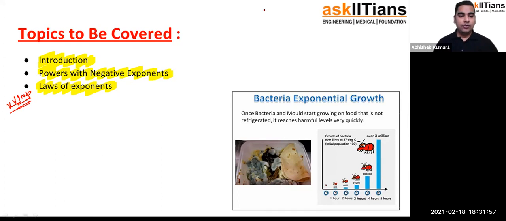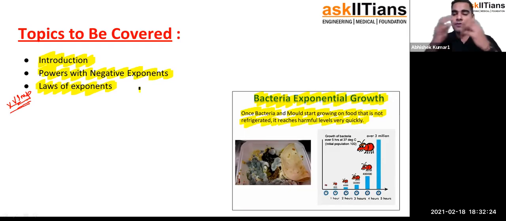For example, I hope you all can see this figure on the right hand side, bottom right. Okay. So we are given bacteria exponential growth. We all know what bacteria is. We studied that in biology. Now, if you read it, what does it say? Once bacteria and mold start growing on food that is not refrigerated, it reaches harmful levels very quickly. So what happens is, let's say you bought bread at your home.